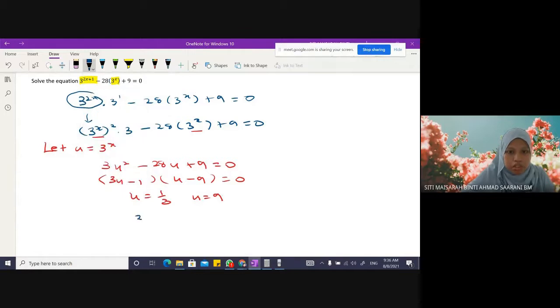So 3 power x equals 1 over 3. 1 over 3, we can change 1 over a^x equals a power negative x. So this one will become 3 power x equals 3 power negative 1. So x equals negative 1.